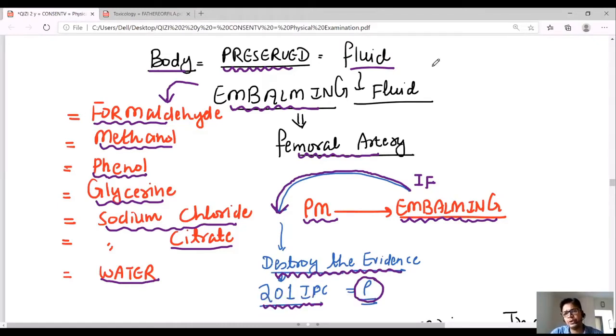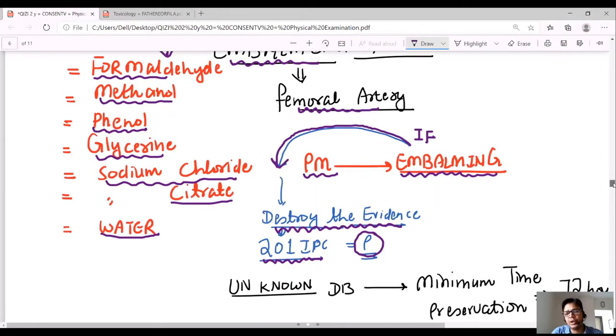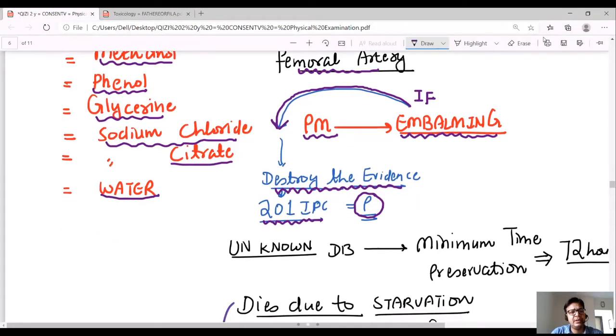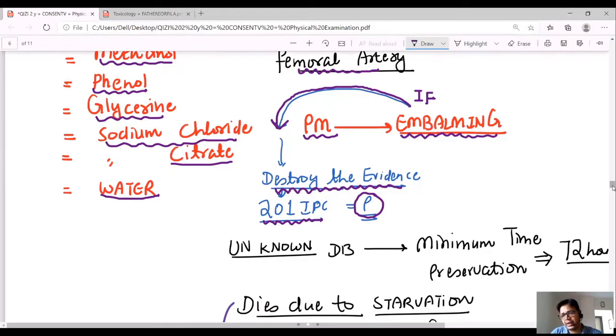Yes, Damodaran, absolutely right. Destruction of evidence comes under 201 IPC. So embalming should always be done after postmortem. If you do it before postmortem, this doctor will be punishable under 201 IPC.